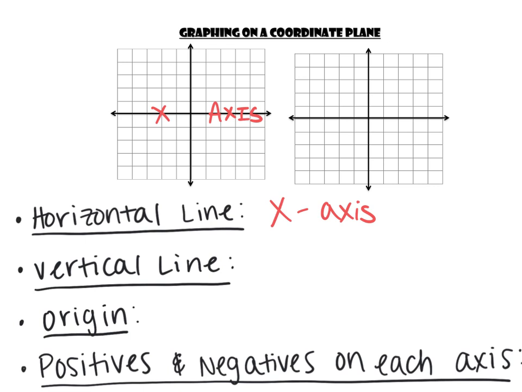The vertical line is the line that goes up and down, okay? The vertical line is what we call the y-axis. Now, have y'all heard of this before? Bless you. Yeah, you've probably heard of this before. X-axis, y-axis, all that is good.